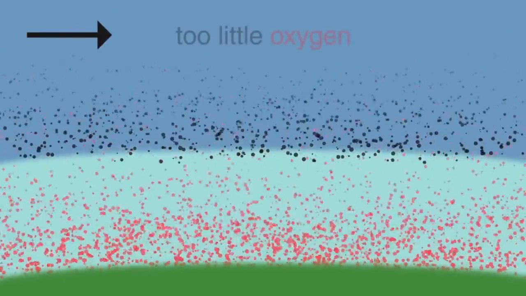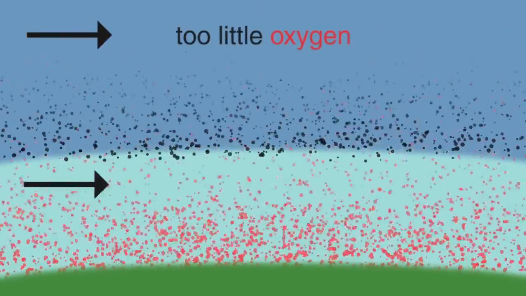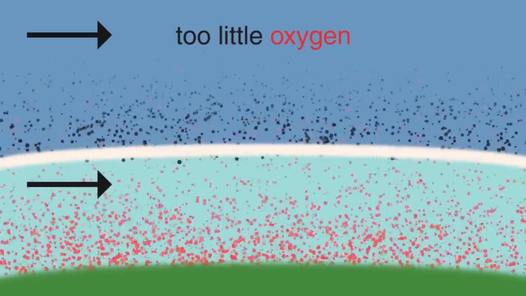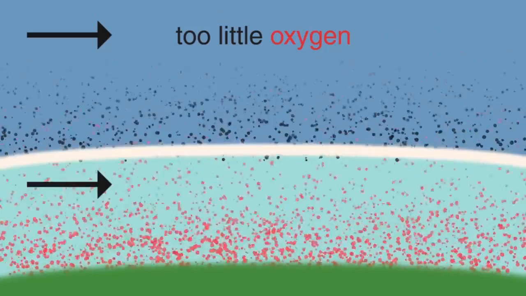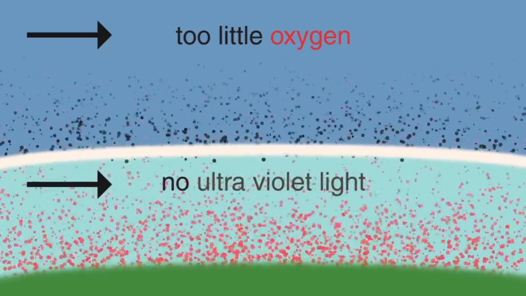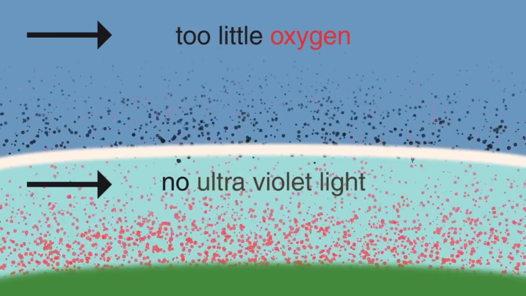Well, here there is too little oxygen, and here, near the tropopause, the point of lowest temperature where the troposphere and the stratosphere join, there is no ultraviolet light available. It has all been absorbed by the ozone further out.